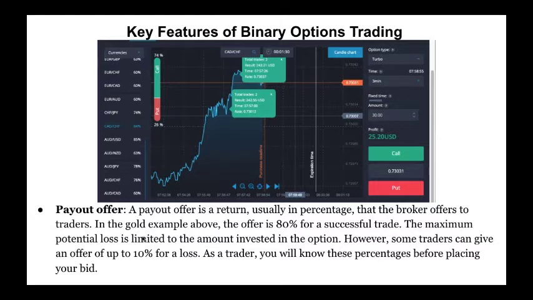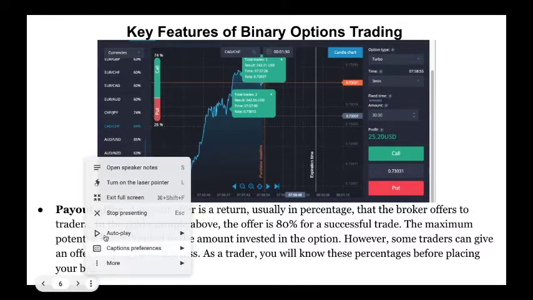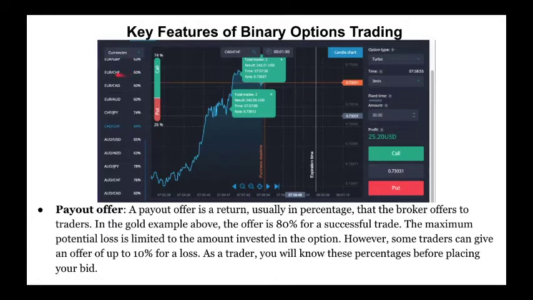Just like in the picture right here, as you can see, we have various assets on the left hand side where we have the percentage which the broker is paying out in front of them. As you can see, EURCAD is currently paying out, at the time of this screenshot, 60%. And this CAD is paying out 84%. So that means for any amount of money you invest, you get 84% back if you win that particular transaction.